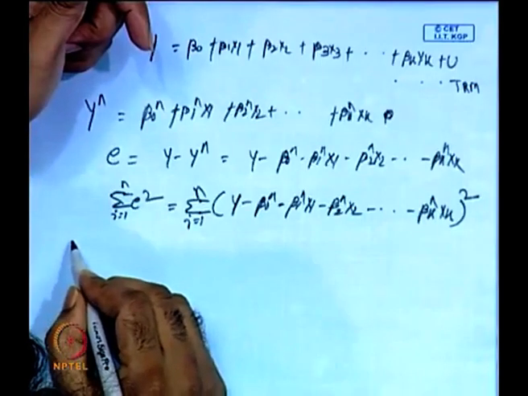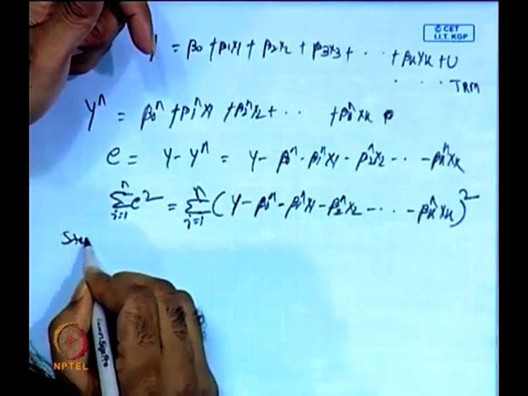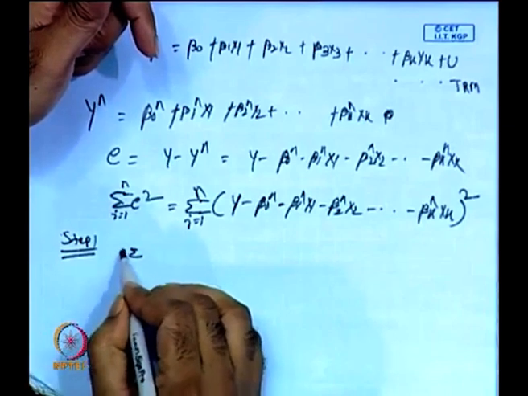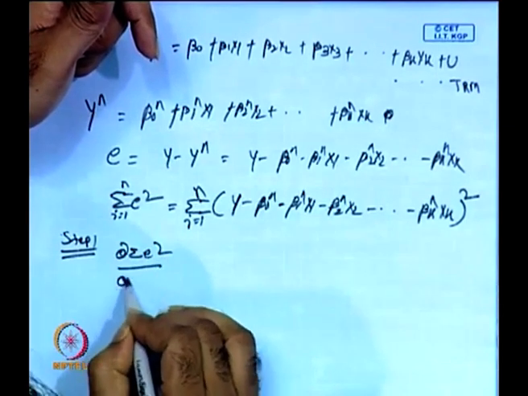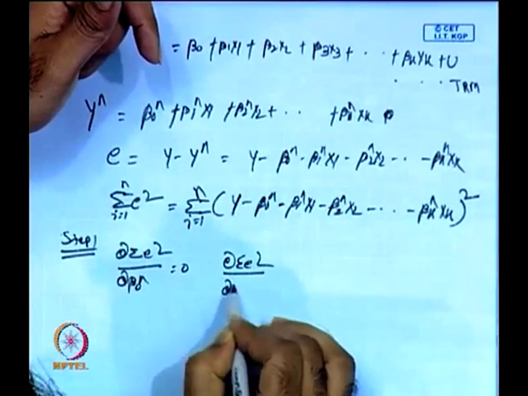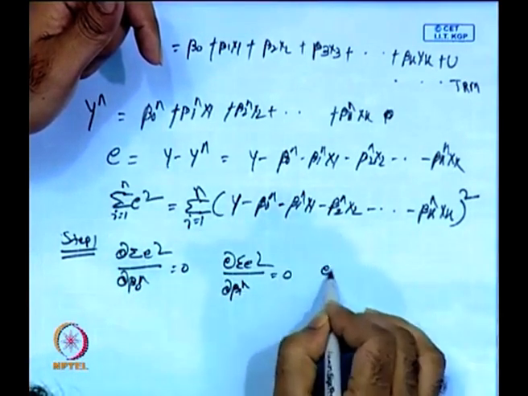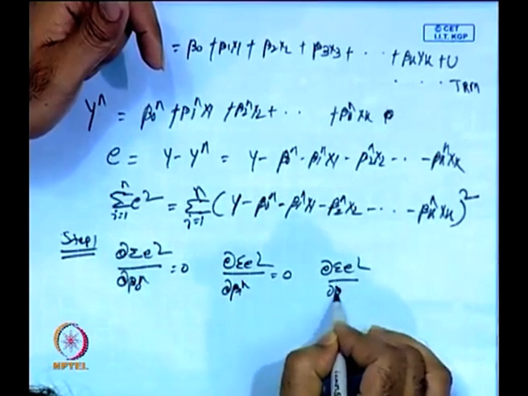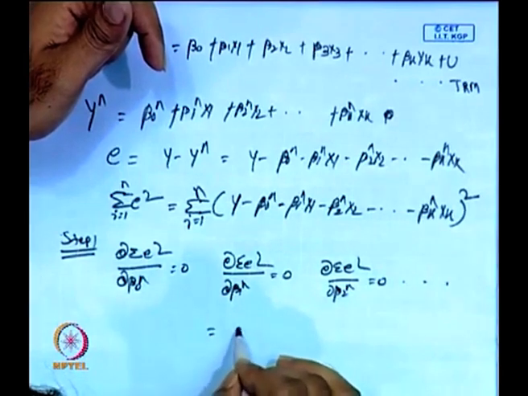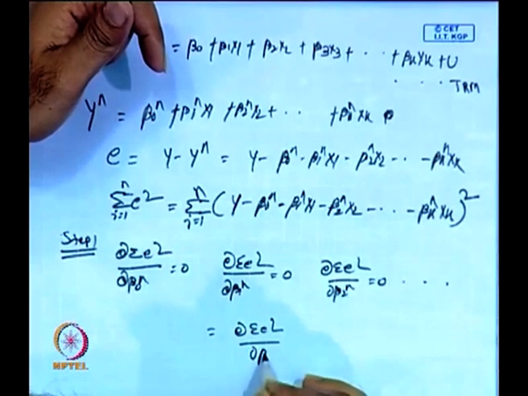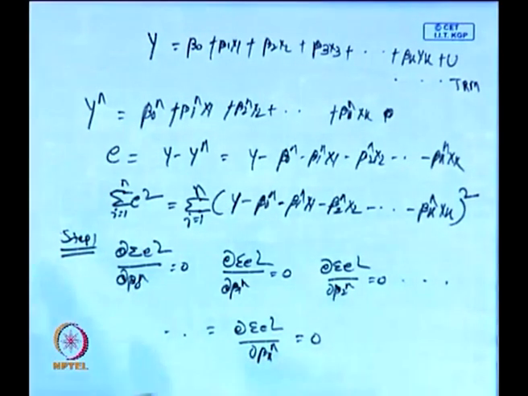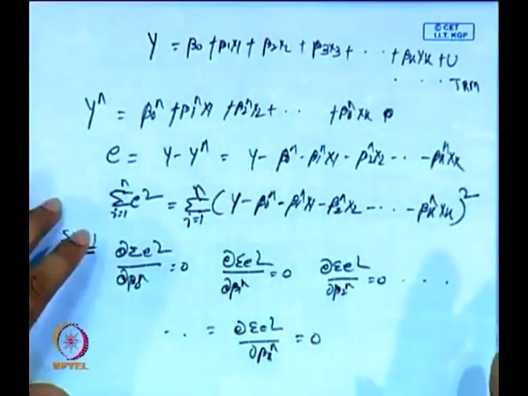So, what is the structure? The first step is to have the partial differentials. So, d summation e square by d beta 0 hat is equal to 0, d summation e square by d beta 1 hat is equal to 0, then d summation e square by d beta 2 hat is equal to 0 and continue. So, finally, d summation e square by d beta k hat equal to 0. Okay, this is how it is all about, means the process of the standardization.